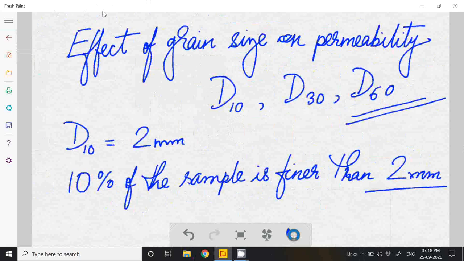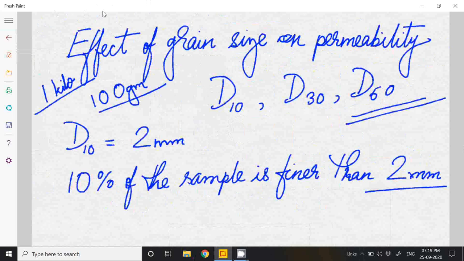Okay, 10% of the sample is finer than 2 mm. Suppose you are taking 1 kilo of sample. 10% of 1 kilo means what? 100 gram, isn't it? So 100 gram of that sample is of size less than 2 mm. That means 100 gram of the sample, the particles are of size less than 2 mm. So that is D10.